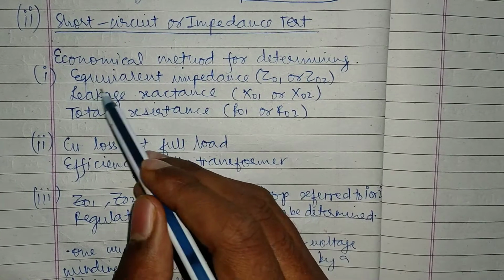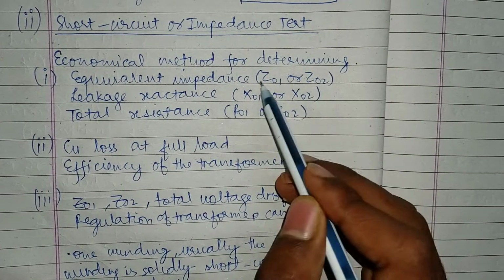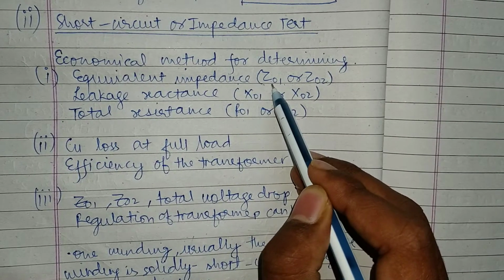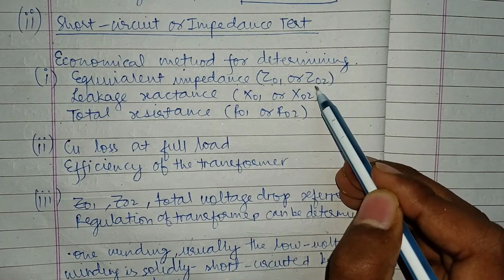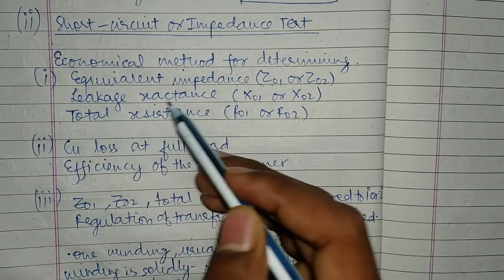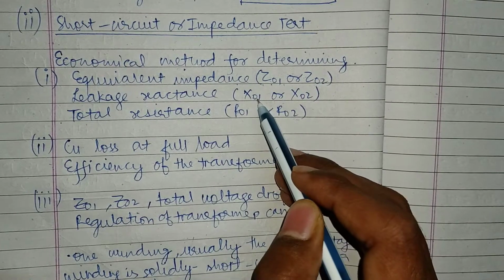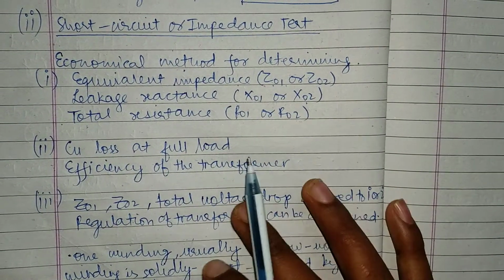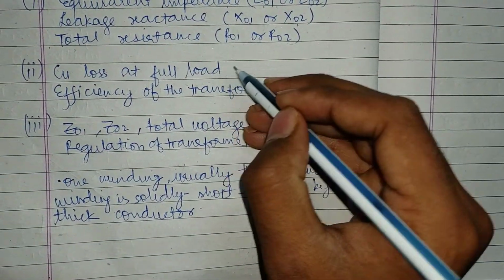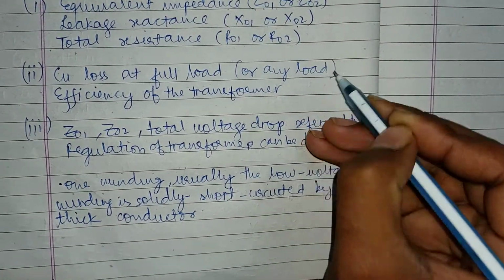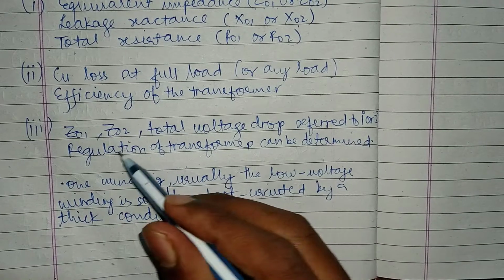What can we determine? Equivalent impedance Z01 or Z02. Z01 means equivalent impedance referred to the primary winding, and Z02 means equivalent impedance referred to the secondary winding. We can determine leakage reactance X01 referred to the primary winding and X02 referred to the secondary winding respectively. Similarly, total resistance. We can determine copper loss at full load or any load, and the efficiency of the transformer.